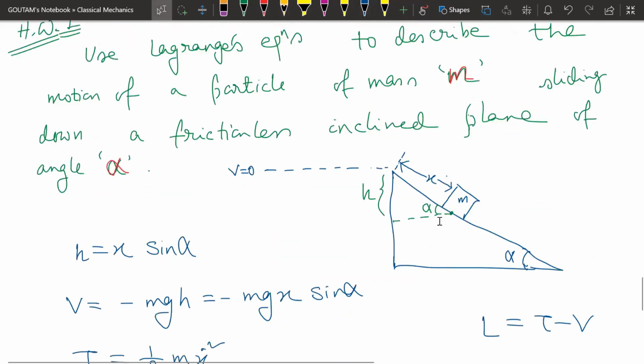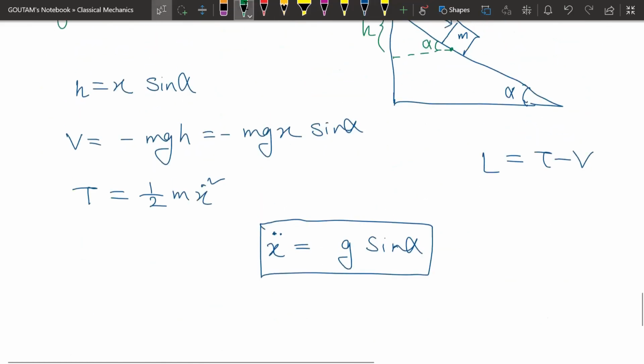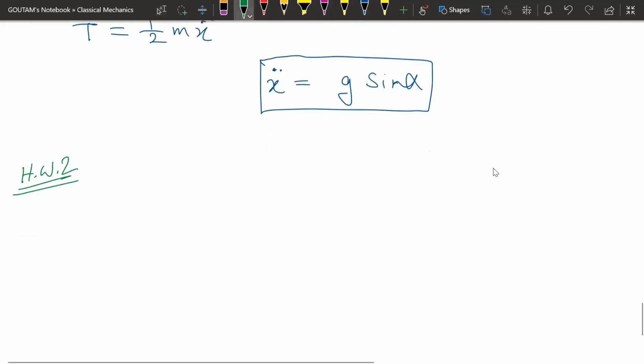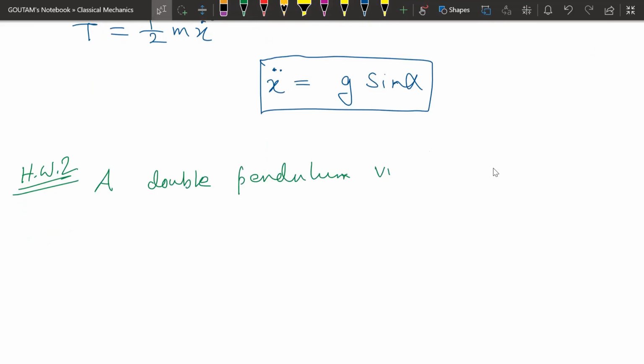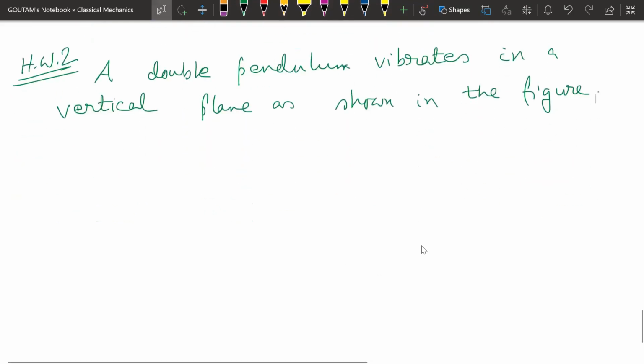So do the intermediate steps, and another homework, homework 2, is a double pendulum. We have a double pendulum. The double pendulum vibrates in a vertical plane as shown in the figure. I will draw the figure just after writing this problem statement.